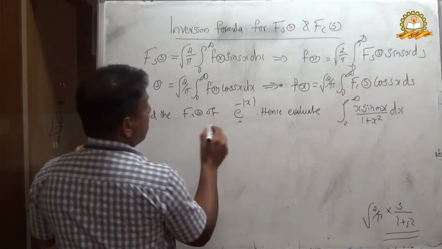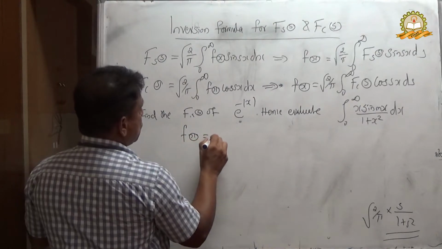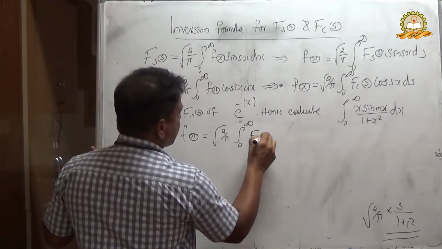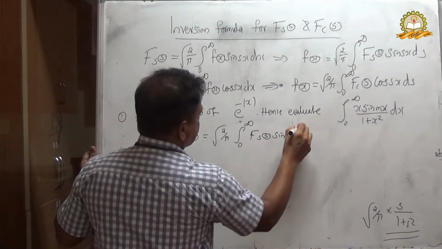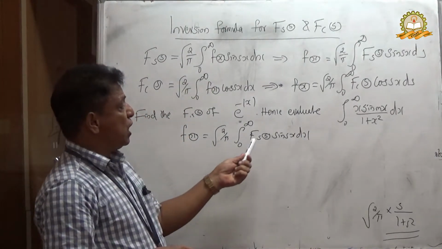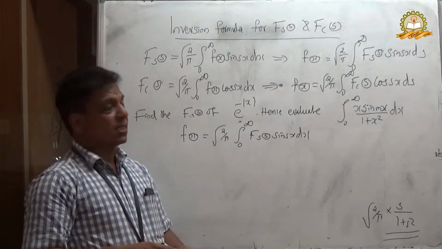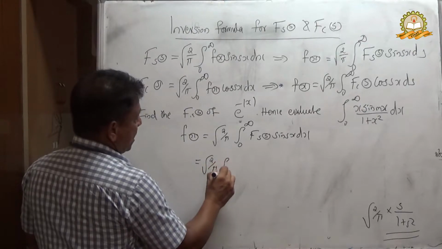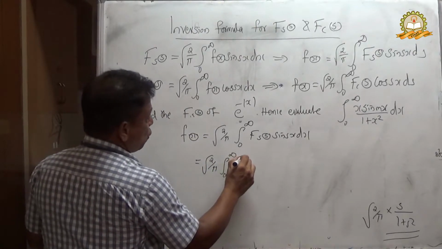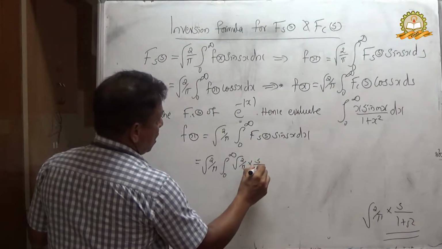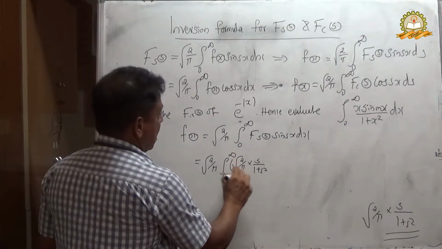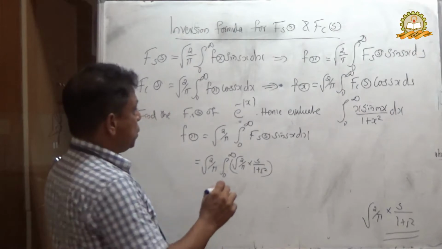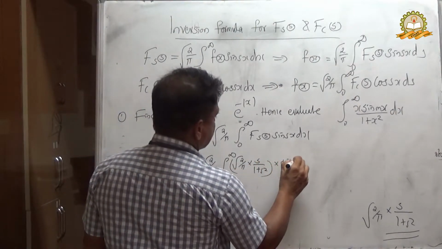Write the inversion formula. That is f of x is equal to root of 2 by pi integral 0 to infinity fs of s sin sx ds. Then fs of s, substituting, is root of 2 by pi into s by 1 plus s square. This is the Fourier sine transform we already found. So, root of 2 by pi integral 0 to infinity, root of 2 by pi into s by 1 plus s square into sin sx ds.